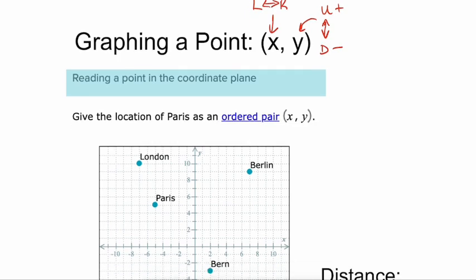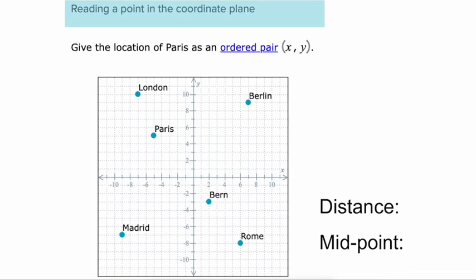Okay, so now let's take a look at an example. It says, give the location of Paris as an ordered pair. So if we look at where Paris is right here, we're going to go 5 to the left and 5 up. So to the left, we have to designate as a negative. I'm going to call it P for Paris. We went -5, so that's 5 to the left, and +5, that's 5 up. Okay.